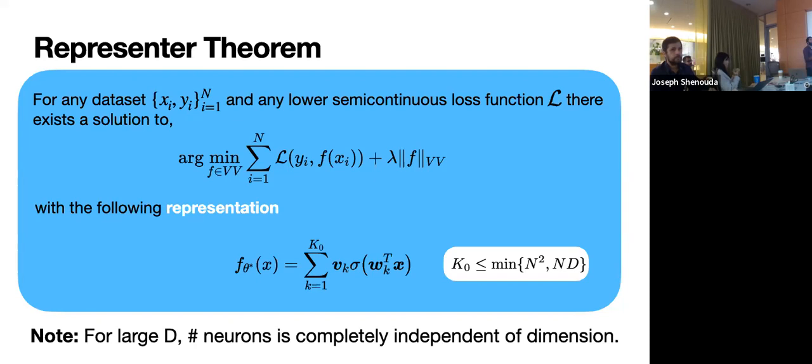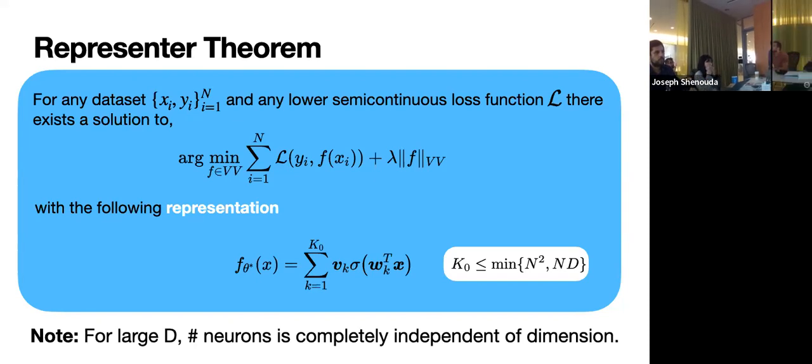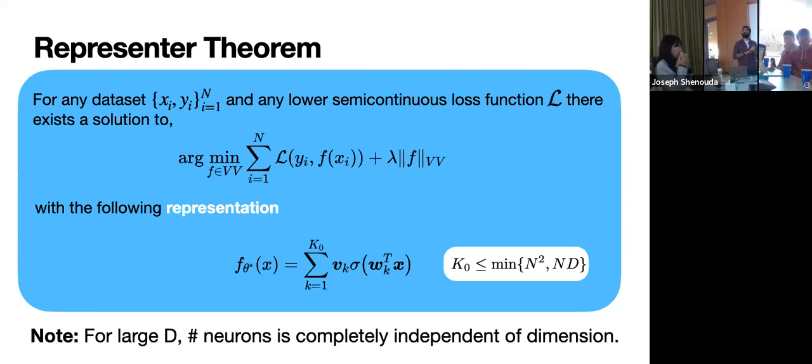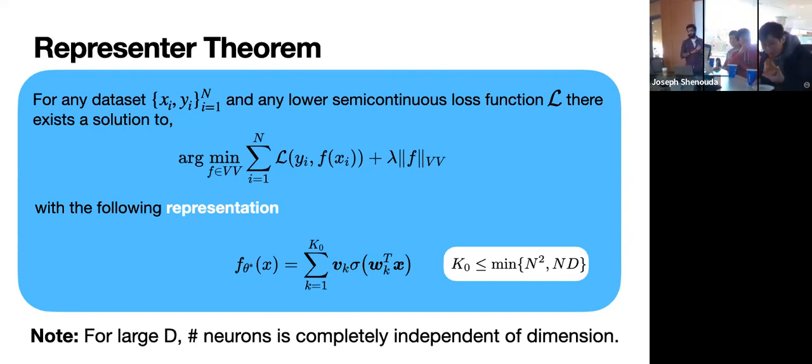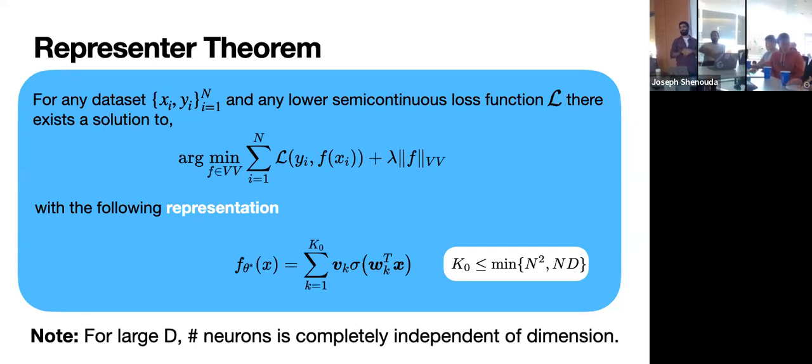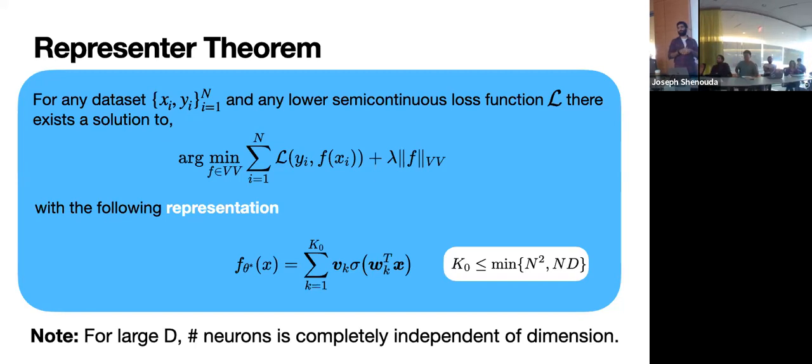Did you say what D is? D is the output dimension. Can I see the full expression of the VV norm for the general case? I don't have it in the slides, but I can show you later if you want. It's basically the total variation of the vector valued measure that you're using to parameterize your function.